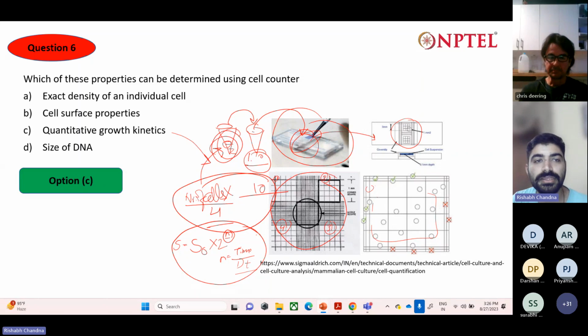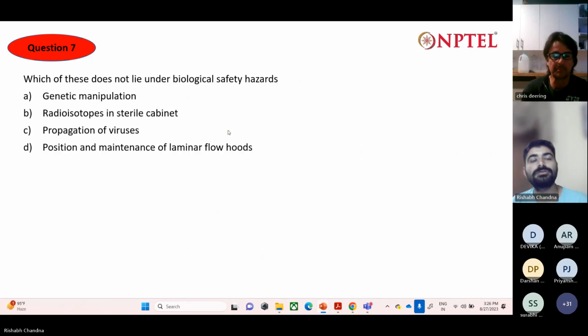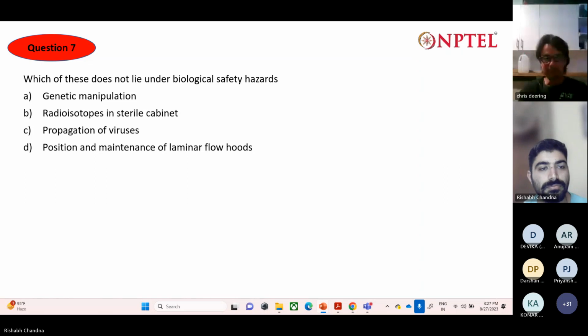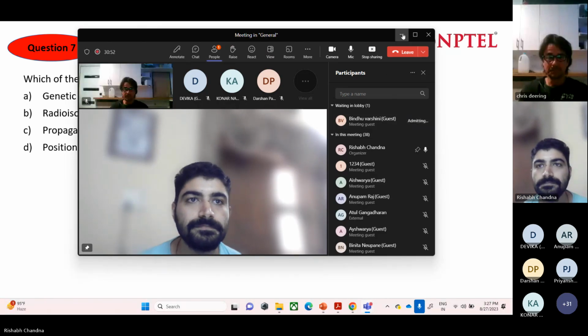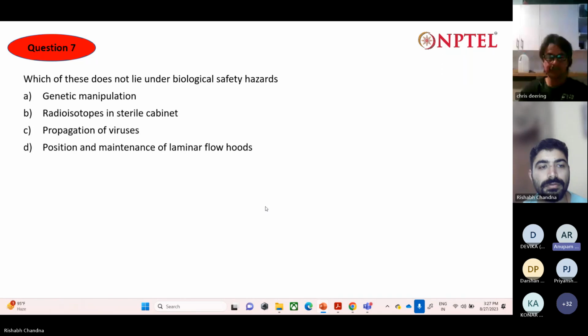Let's move on to the next question. Which of these do not lie under biological safety hazards? Genetic manipulation, radioisotopes in a sterile cabinet, propagation of viruses, and position and maintenance of laminar flow hoods. Can anybody take a guess? Is it genetic manipulation? Option A. Okay, anybody else? Option B. Okay.